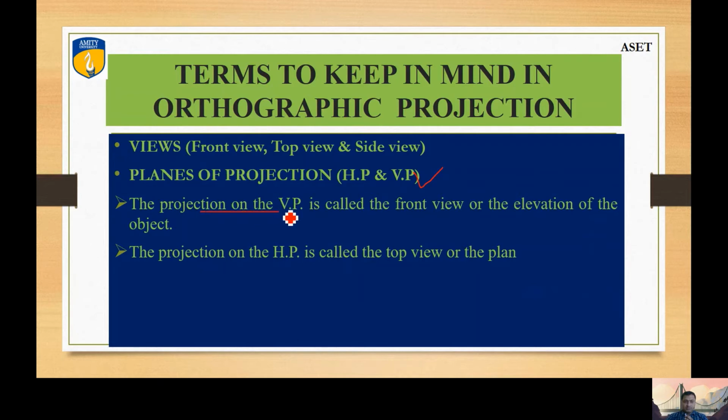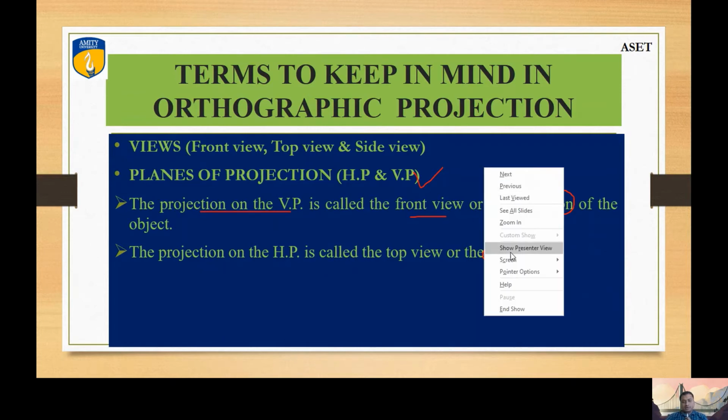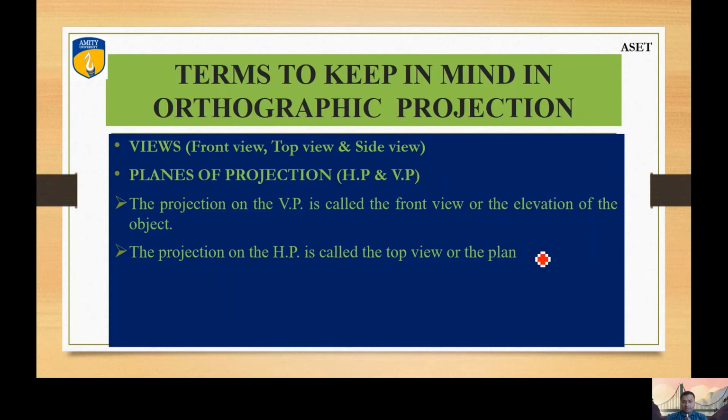Now the projections on the VP, that is called front view. So this also we have seen. In the VP, we are obtaining the front view, which is also named as elevation of the object. And on the HP, we are obtaining the top view, that is also called the plan. So if you are using the word elevation and the plan for the front view and top view, that is also correct, right? So you should be familiar with these words also, elevation and the plan. So you have to keep in mind these terms.